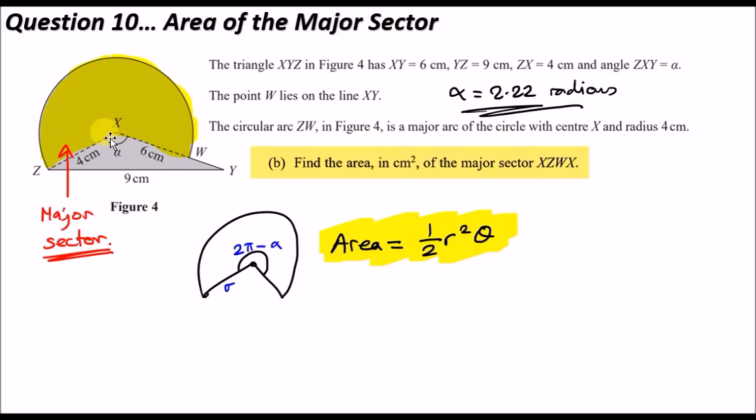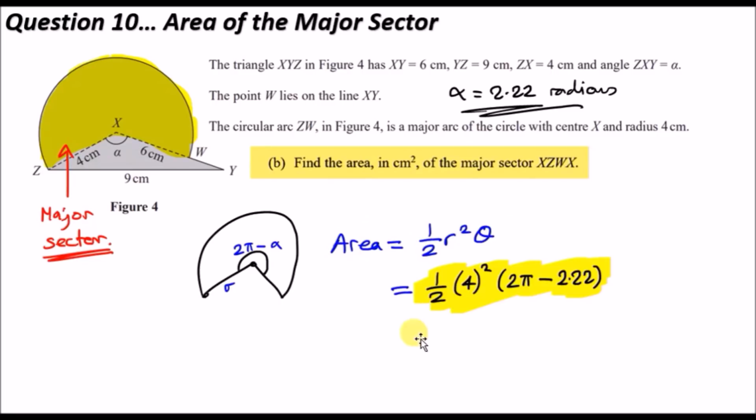So if you know alpha, this must be alpha short of 2 pi, so 2 pi minus alpha. That's what I call it, 2 pi minus alpha. And the area of a sector is usually half r squared theta. So r is the radius, theta is just the angle you're working with. In our case, this big angle we're working with is 2 pi minus alpha. So that's it, just plug it all in.